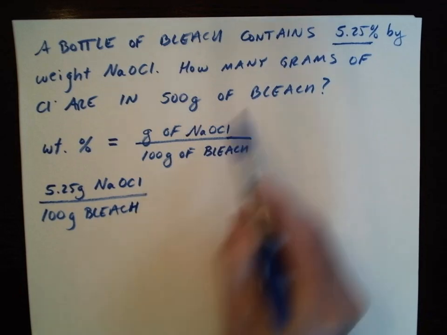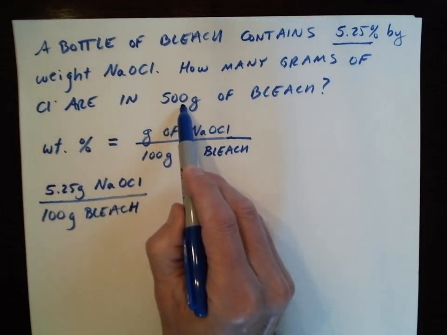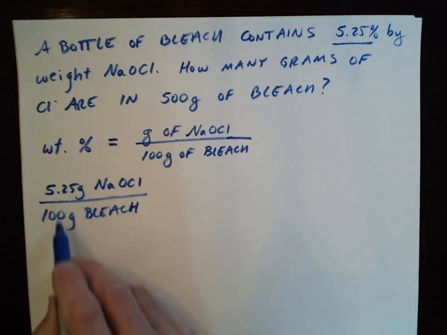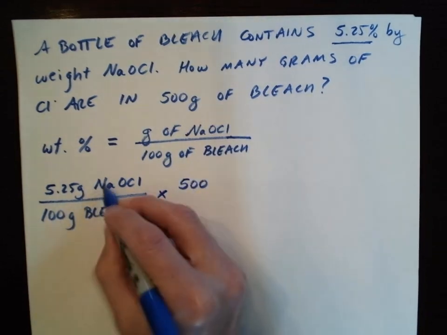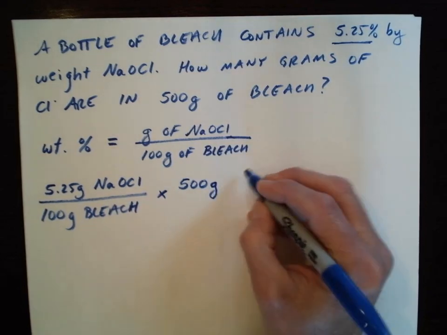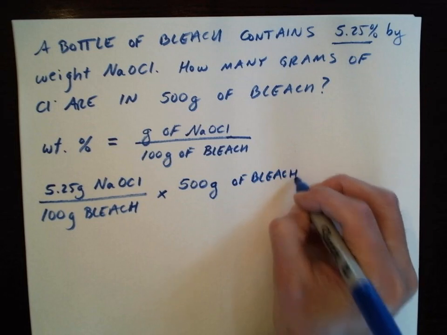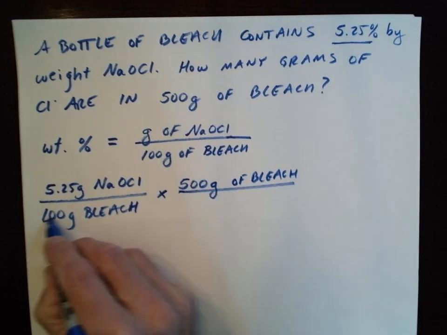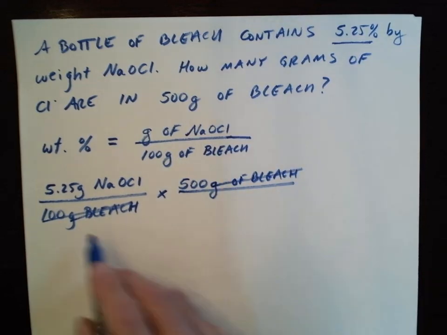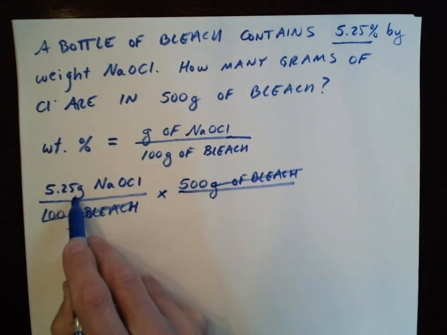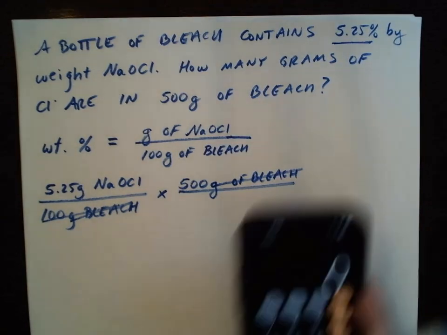Now we're trying to find how many grams of chlorine are in 500 grams of bleach. We know how much there is in 100, so let's just multiply this by 500, right? This fraction here, if we multiply this by 500 grams of bleach, then the grams of bleach will cancel, and we'll find how many grams of sodium hypochlorite will be in the 500 grams of bleach.